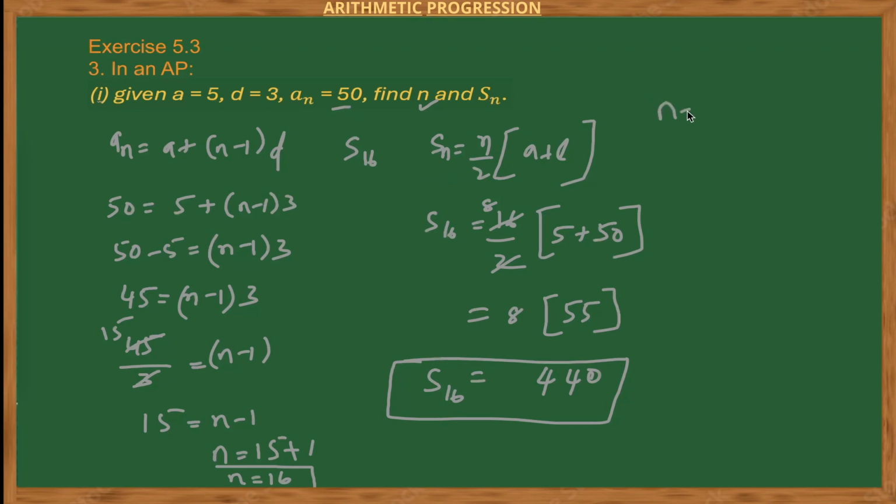So we got n as 16, so we have the value of An; An is nothing but A16, which is 50. So similarly we can find Sn, S16. This is how we can see which formula to be used. Okay students, let's move on to the next question.